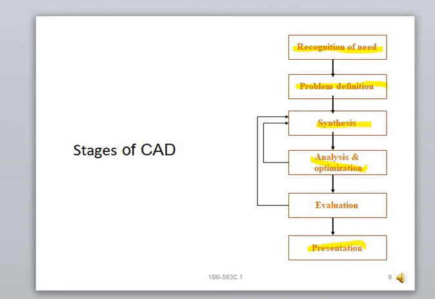I'm explaining about the design process. It consists of six identifiable steps. First one, recognition of need, problem definition, synthesis, analysis and optimization, evaluation, and presentation.